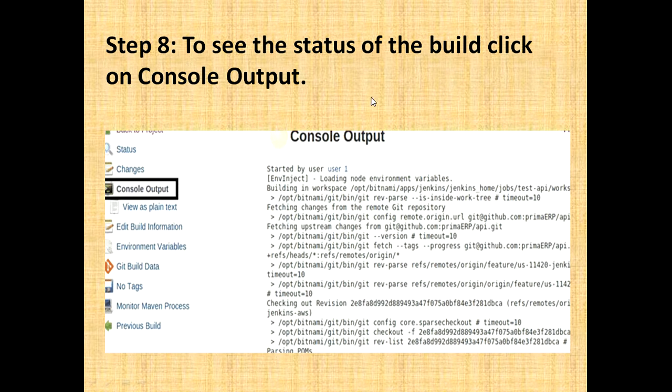Now to see the status of the build, click on the console output. If you want to see the output, you have to click on the console output. So this is the process to set up a Jenkins job.